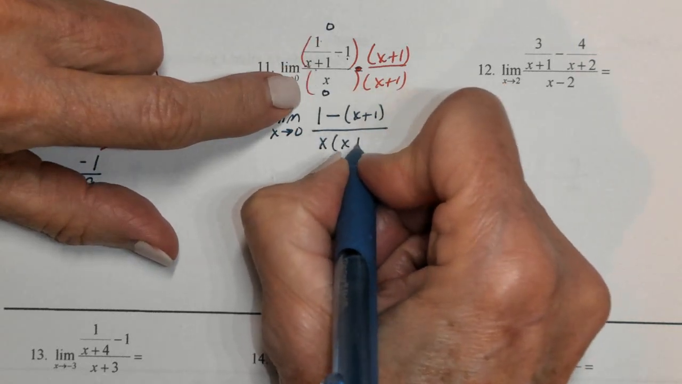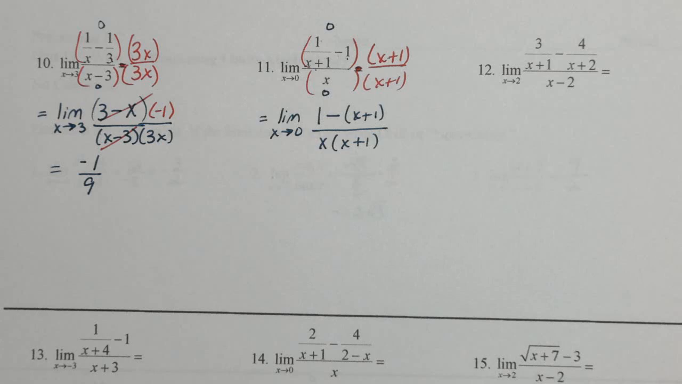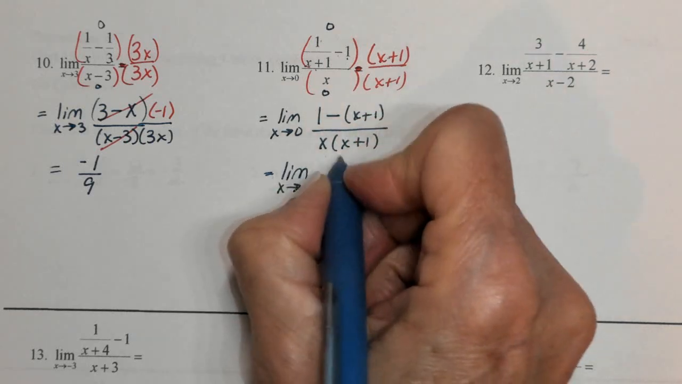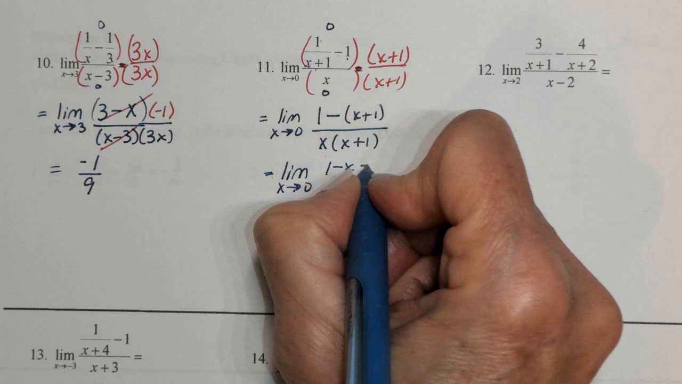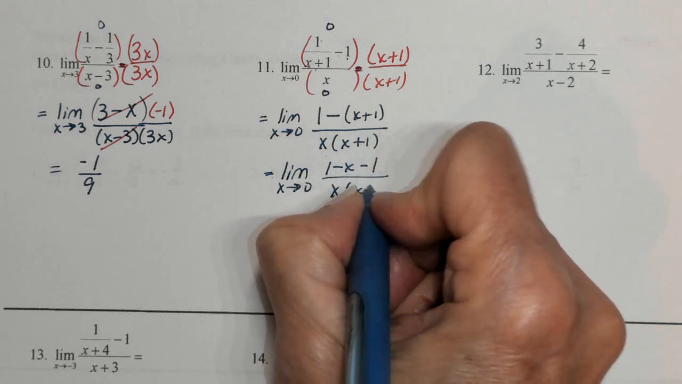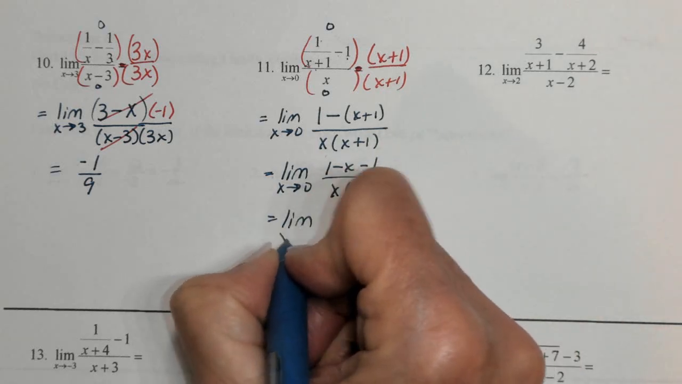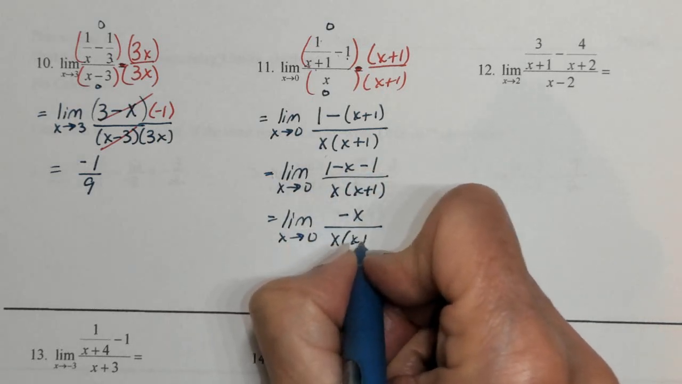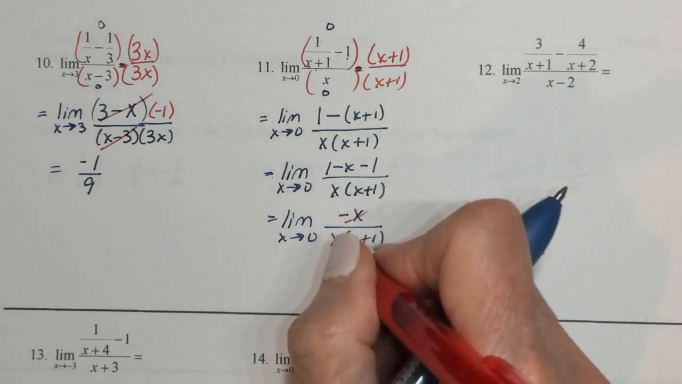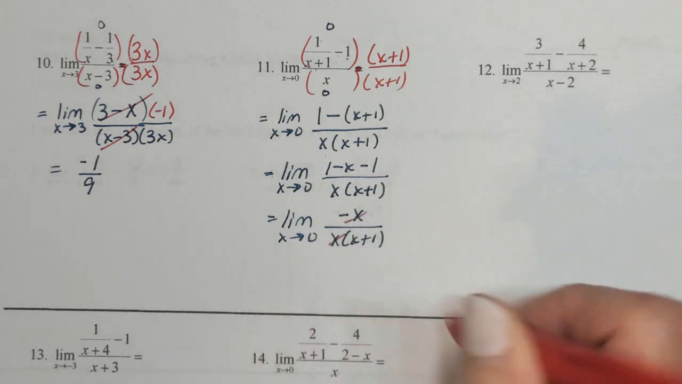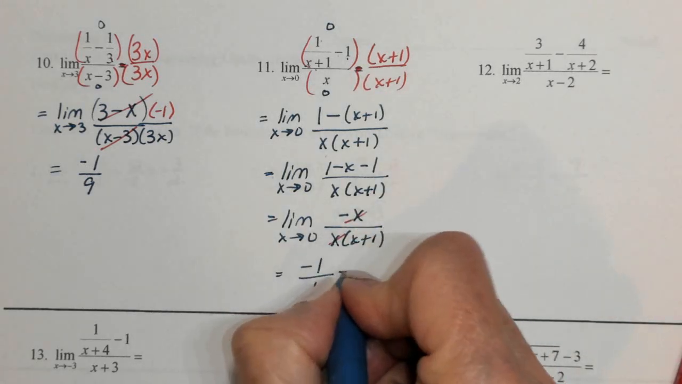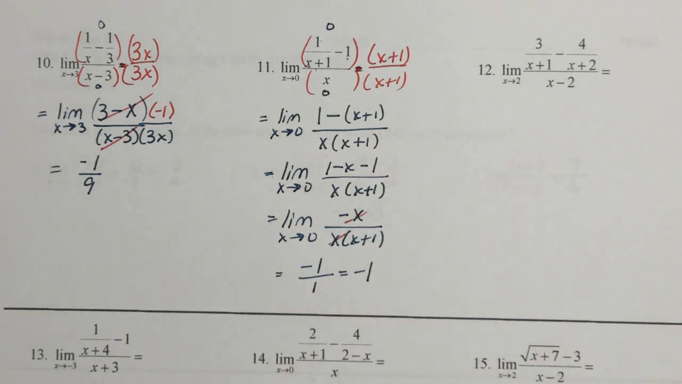Don't distribute the bottom because we want to reduce. This is already in factored form. Don't multiply it out. If you do, you'll have to factor it. So we have, up on top, 1 minus x minus 1. That is, up on top, that is just a negative x, right? Now these x's reduce out, and we can do that because x cannot be 0. We're left with a negative 1 on top over 1 on the bottom, so this is a negative 1.